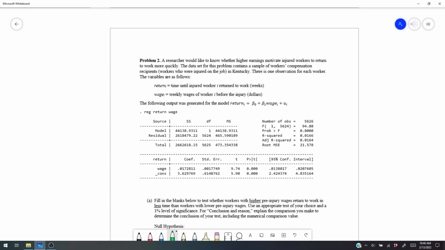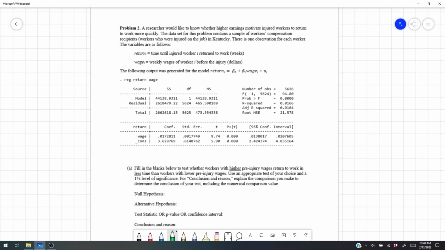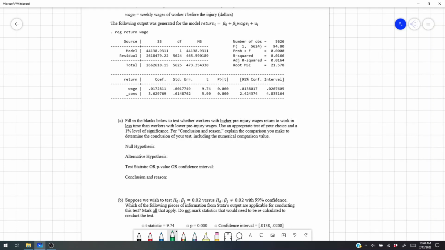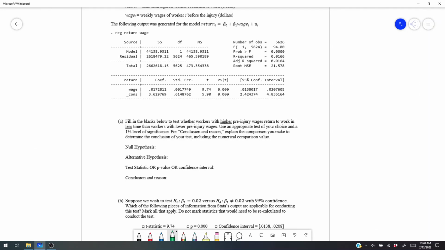It's not obvious which way this is going to go, but we see this data, right? One observation for each worker. Variables: return, time until an injured worker returns to work in weeks; wage, weekly wages of worker i before the injury in dollars. The following output was generated for the model return. Okay. Fill in the blanks below to test whether workers with higher pre-injury wages return to work in less time than workers with lower pre-injury wages.